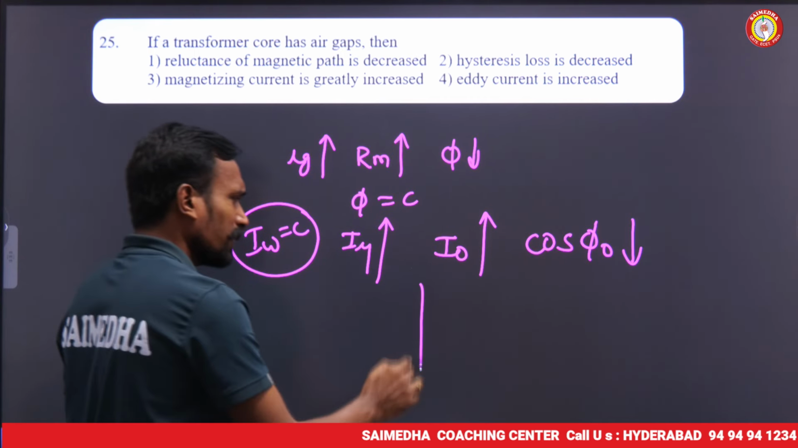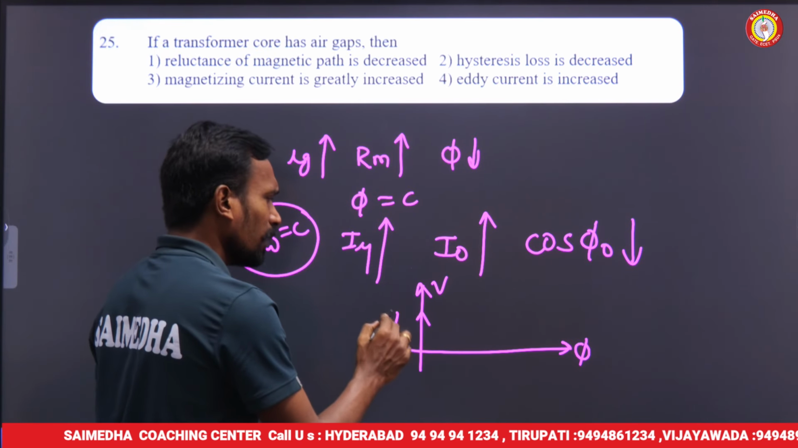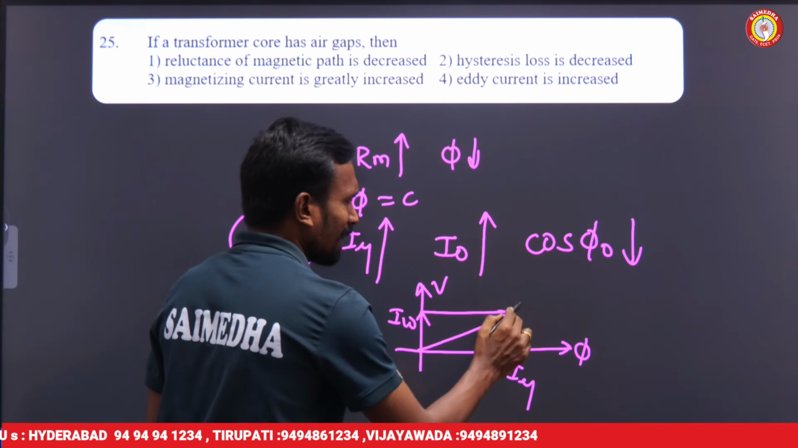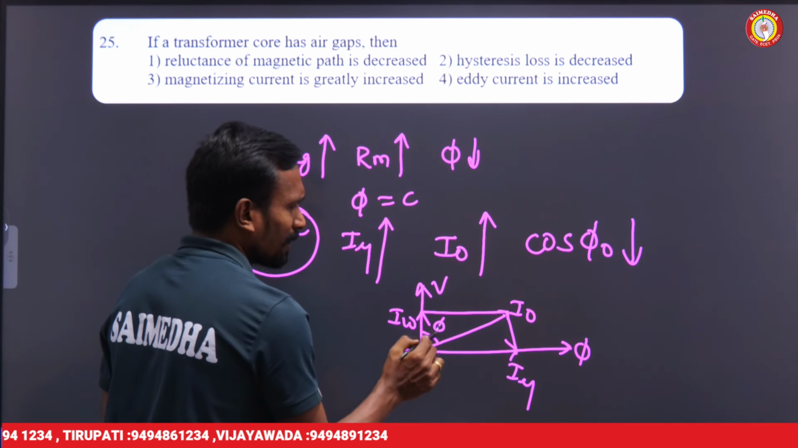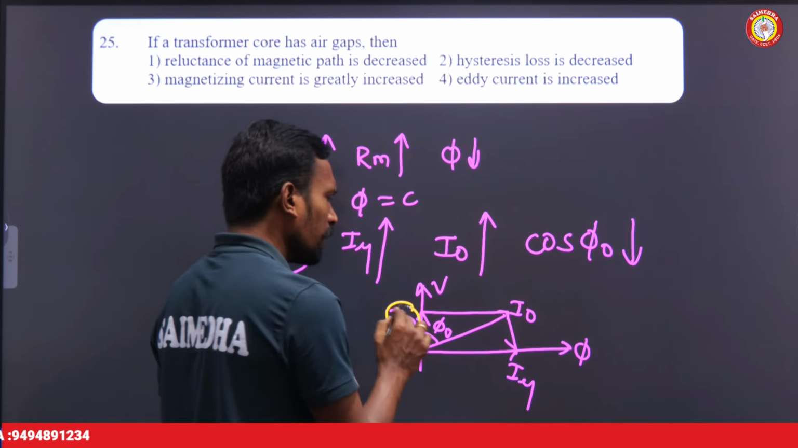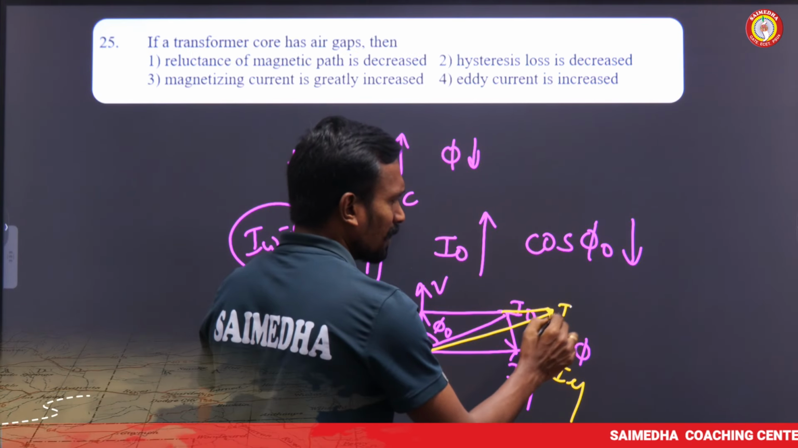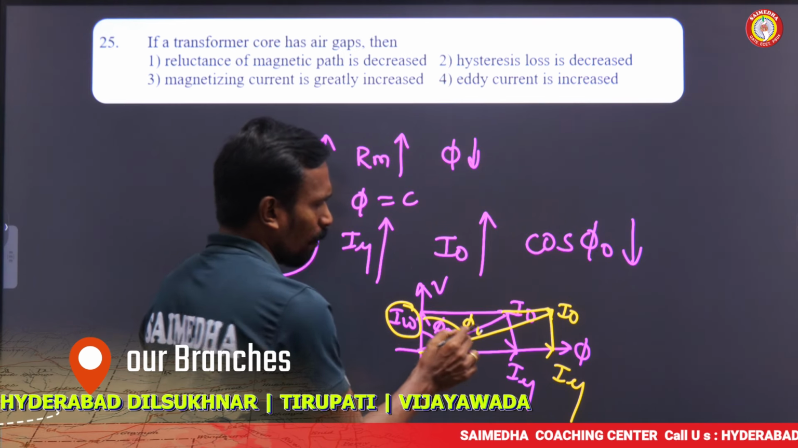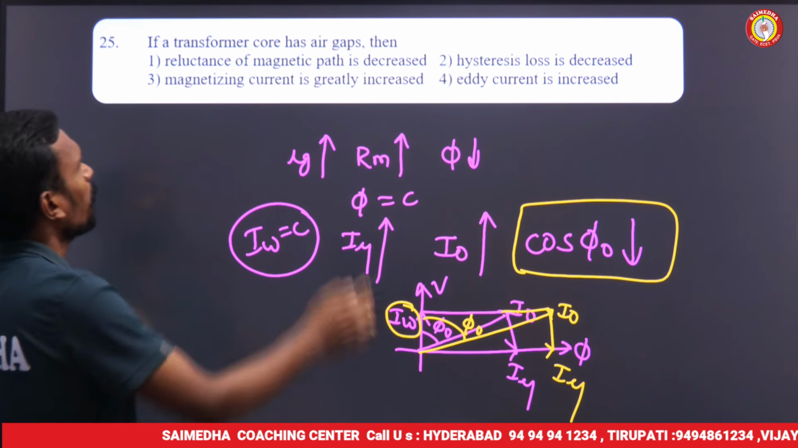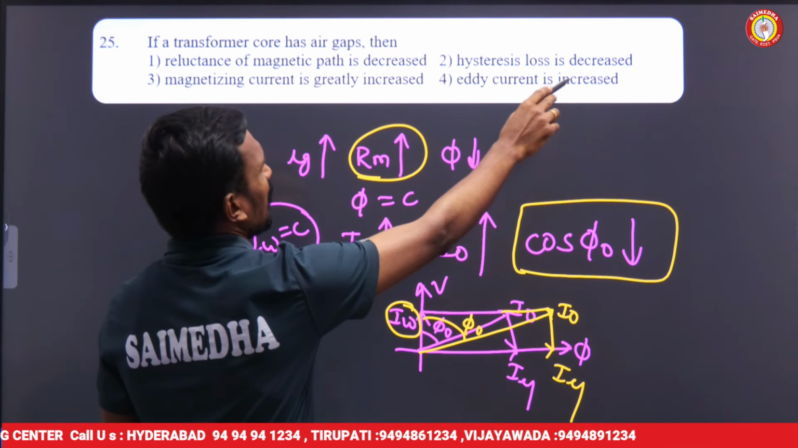Yes or no, guys? If this is the supply voltage V, this is the flux phi, this is IW, and this is our I mu, the sum of IW and I mu is taken as I naught, and this is the power factor angle phi naught. But when the air gap increases, IW is constant but I mu increases, then I naught increases, then phi naught increases. When phi naught increases, the power factor will reduce. So, if air gap increases, the reluctance of the magnetizing path increases. Hysteresis losses decrease.